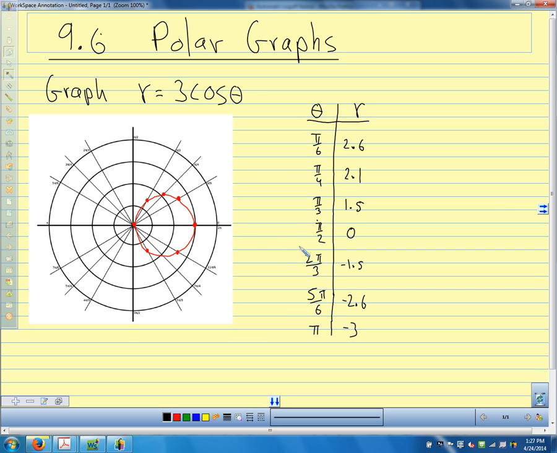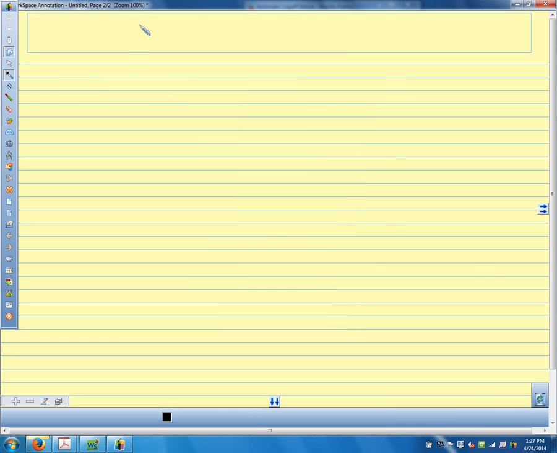Questions on how we plotted these points? Okay, so let's talk about symmetry.